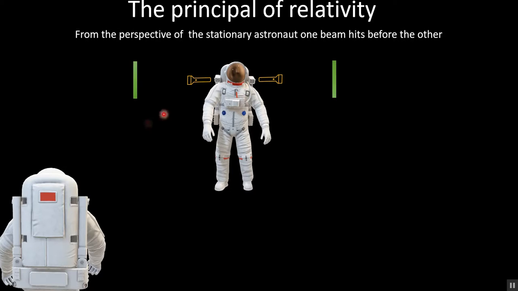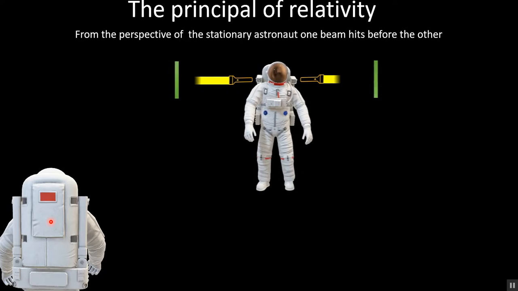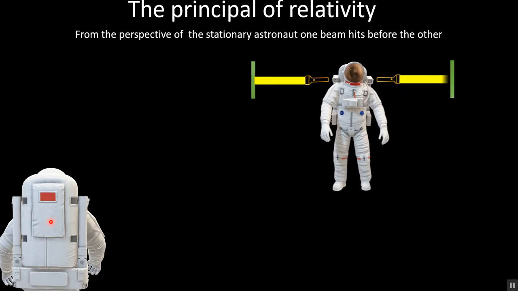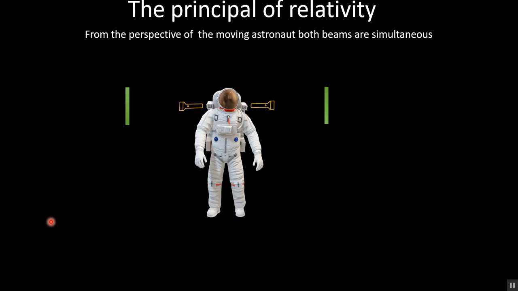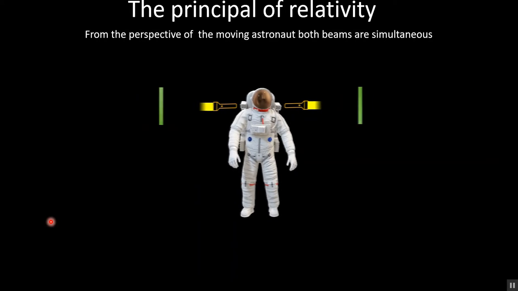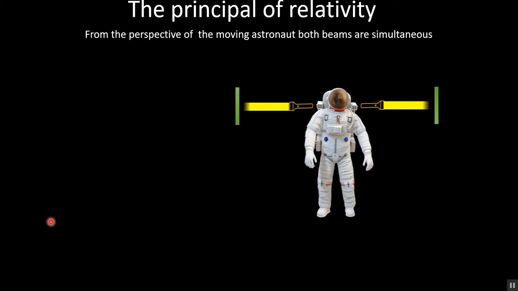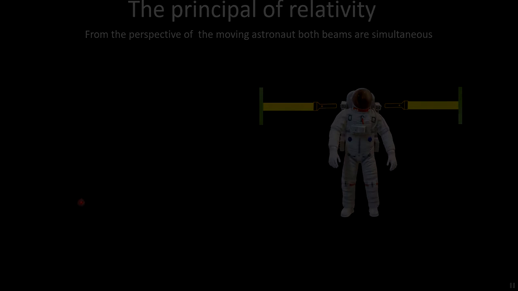Now, from our astronaut down here, he's viewing the same event, not a different event, the same event, but now the other astronaut is in motion. And what he will see is the one torch beam hit the green barrier first, and the second beam hit the barrier later. So how can this be fact? We know that from the perspective of the other astronaut, even though he's moving, he still sees that both beams hit the barriers at the same time. How can it be possible that 2 people can see the same event differently? Well, that's the radical thing about time dilation.